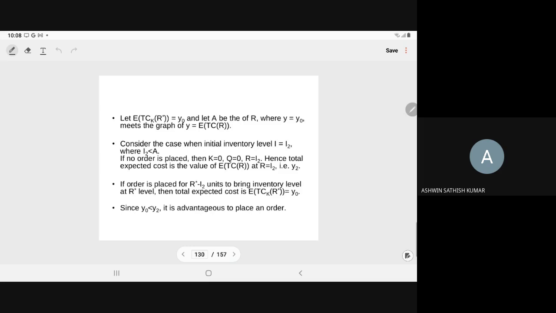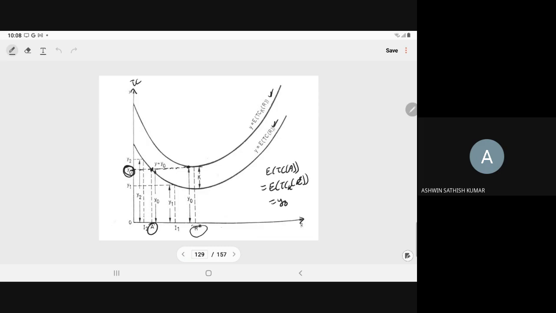Now consider the case when the initial inventory level I is equal to I2, where I2 is less than A. So here we have considered this area, where the initial inventory can be any number between 0 and A. So when I2 is less than A, when you are not ordering, the cost is equal to Y2.